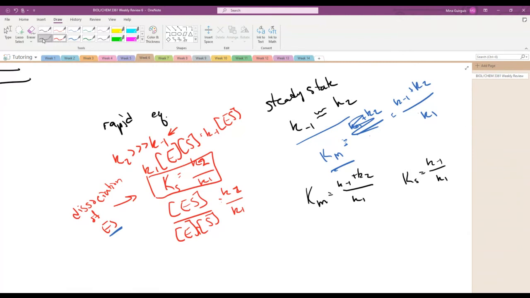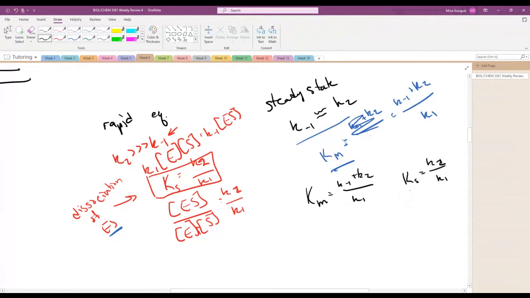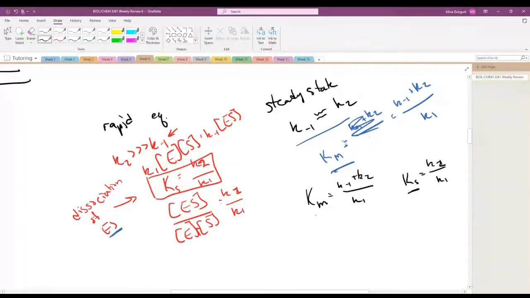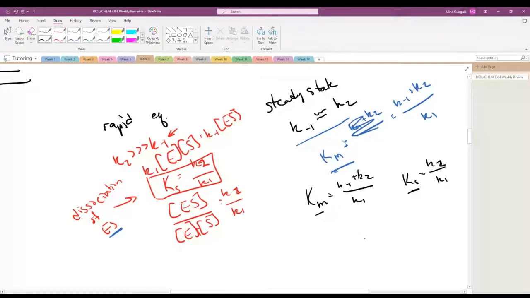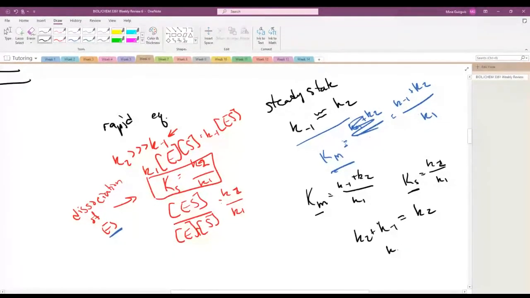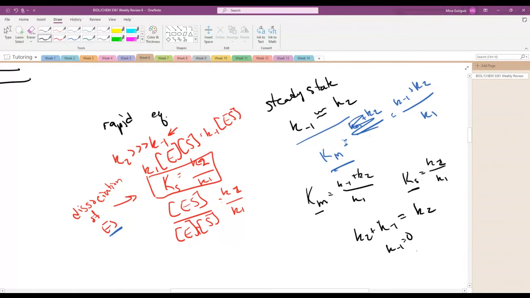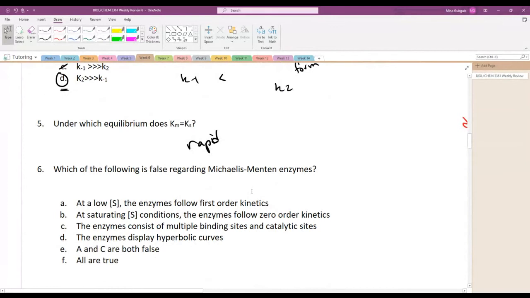And so in order for Ks to equal Km, well, the K1s are the same, so the bottom is going to be the same, so the top has to be the same. So K2 plus K negative 1 has to equal K2. K negative 1 has to be 0, or since we're approximating, K negative 1 has to be really, really small, which, hey, that's the assumption that rapid equilibrium makes. So under rapid equilibrium, Km equals Ks. Okay? All right. So Michaelis-Menten enzymes.